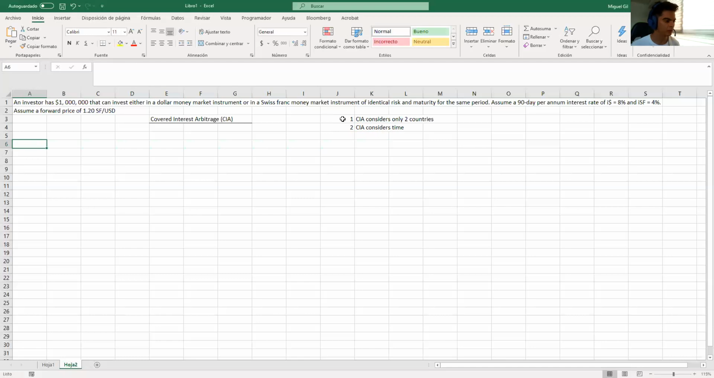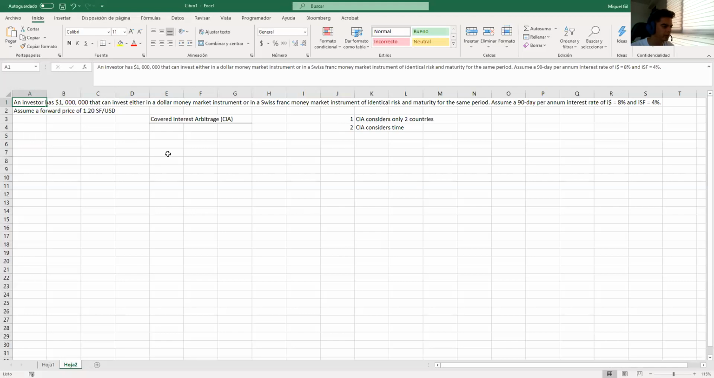So let me start with this exercise because I think the best way to learn this strategy is by doing an exercise. So let's read what it says in here and, as we usually do, let's write the data that we have and then we move on with how we solve the problem. So it says that an investor has $1 million. This means dollars. Remember, this is the dollar sign, which is also the peso sign, but in the context of this exercise, it's dollars. It says that this person can invest either in the dollar or in the Swiss franc market.